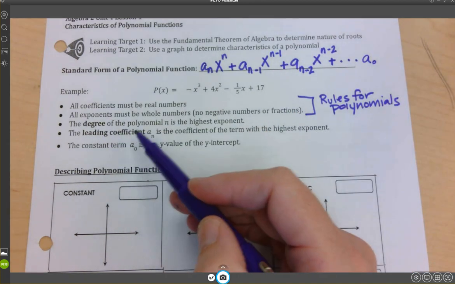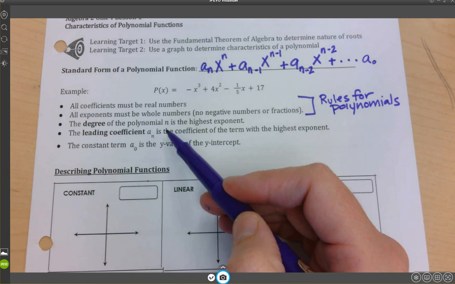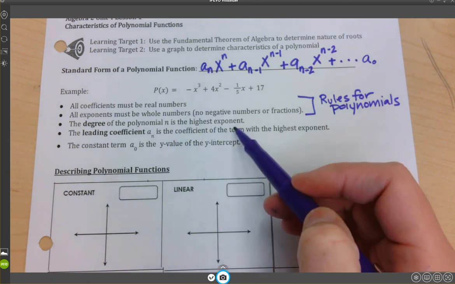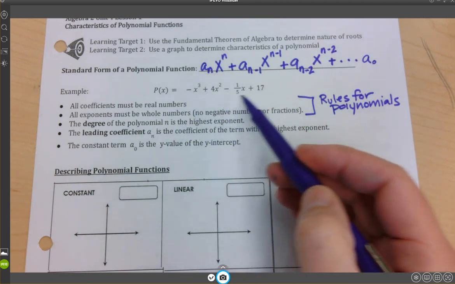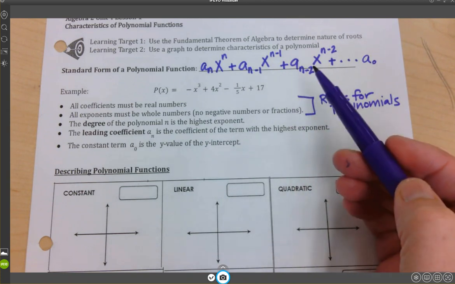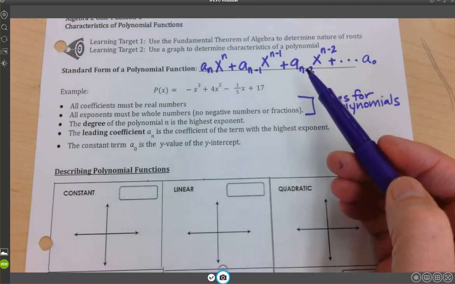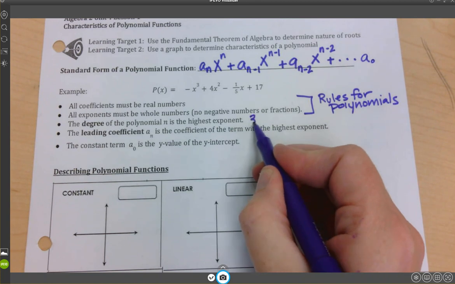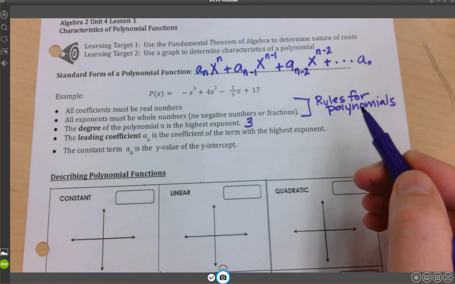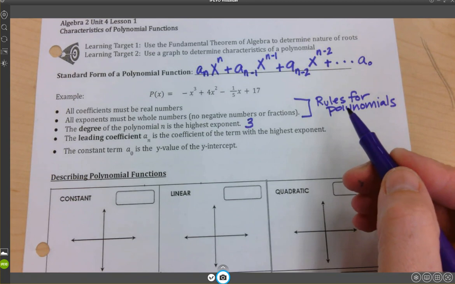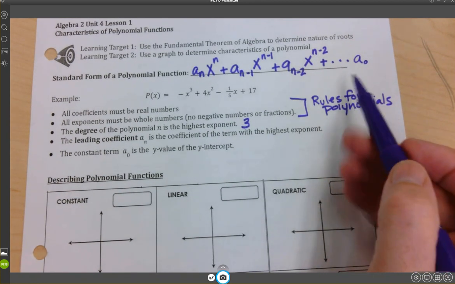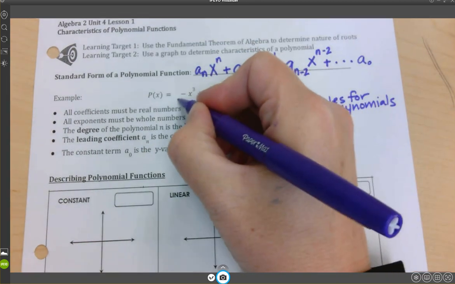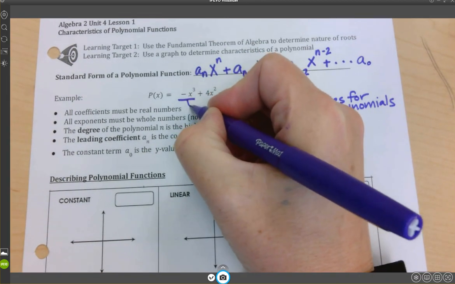The degree of the polynomial is the highest exponent. So looking at this polynomial, think to yourself, what would be the degree, the highest exponent? And hopefully you said 3. 3 is the biggest exponent, so 3 is the degree. The leading coefficient is the coefficient of the term with the highest exponent. So looking at this term with the highest exponent, this is also called the leading term.